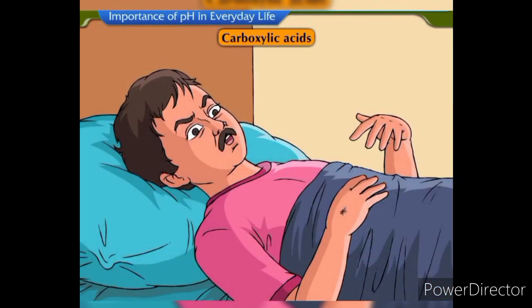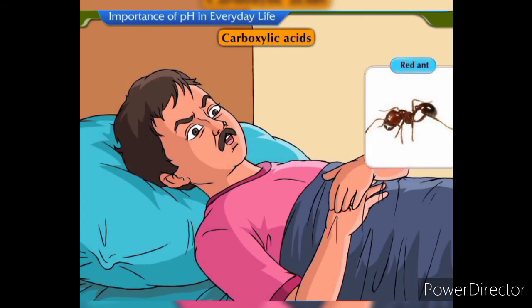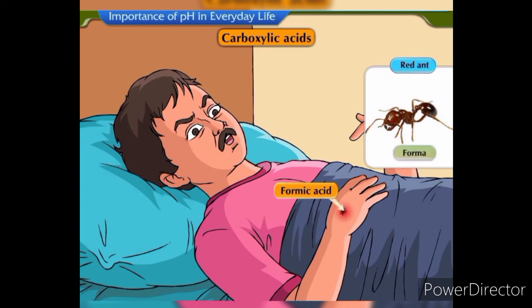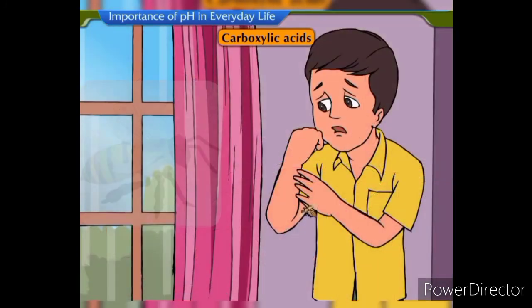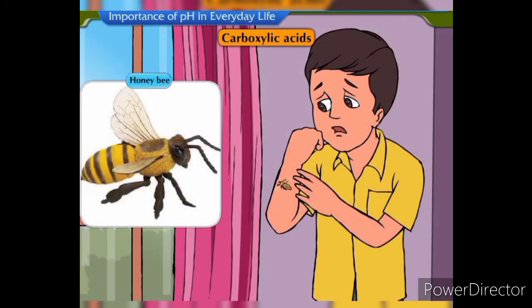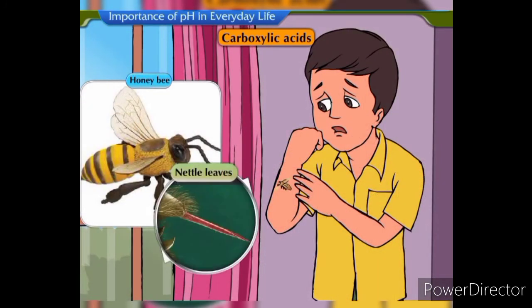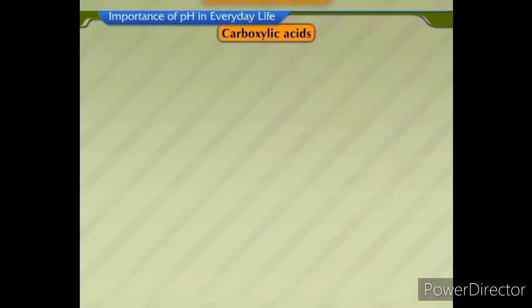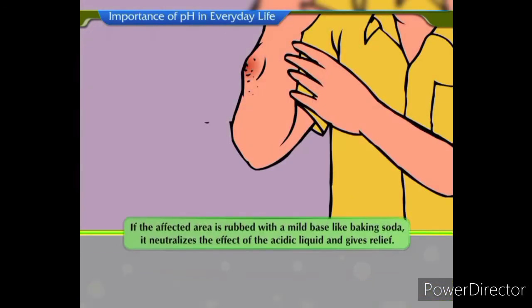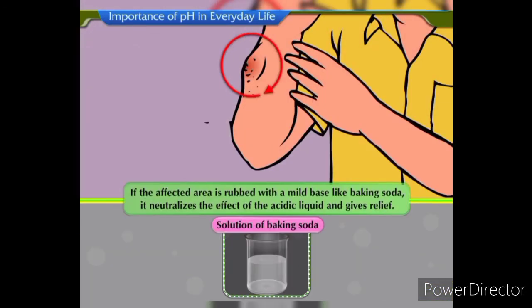Have you wondered why a sting by a red ant causes itching and irritation? This is due to the presence of formic acid in the sting. That is why red ants are known as formica in the Latin language. A honeybee sting and stinging hair of the nettle leaves also contain formic acid, which cause a burning sensation. If the affected area is rubbed with a mild base like baking soda, it neutralizes the effect of the acidic liquid and gives relief.